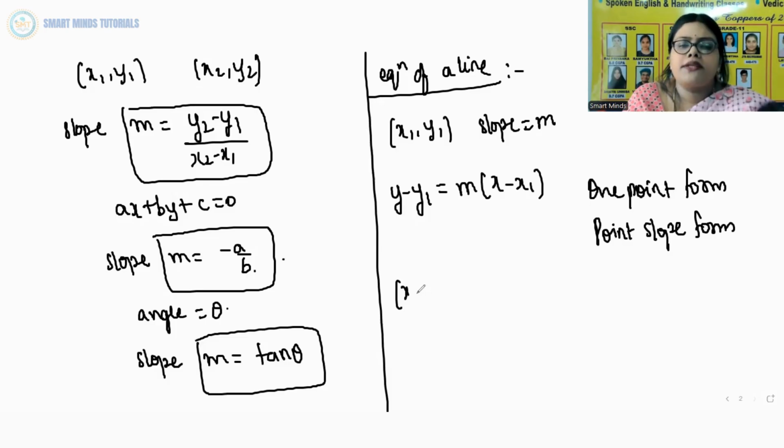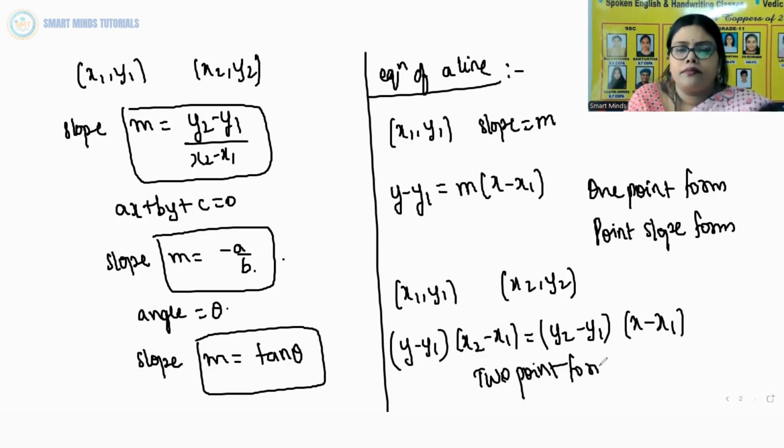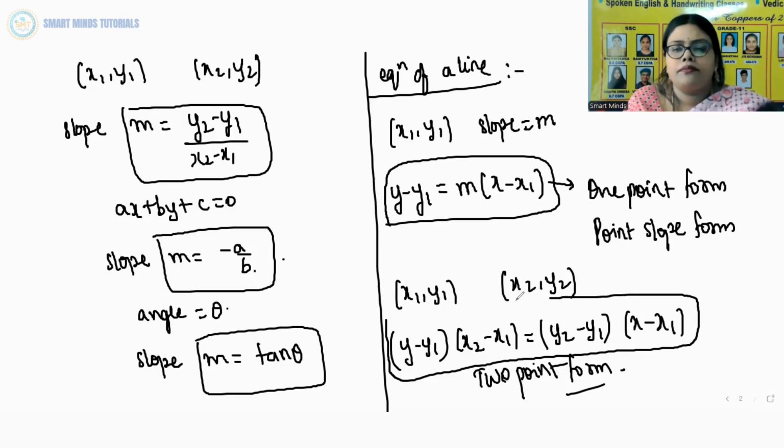Now suppose two points are given to us. Then we use the two-point form here. What is that formula? y minus y1 into x2 minus x1 is equal to y2 minus y1 into x minus x1. This is called the two-point form. Understood? This is the one-point form: y minus y1 is equal to m into x minus x1. This is the one-point form and this is the two-point form.